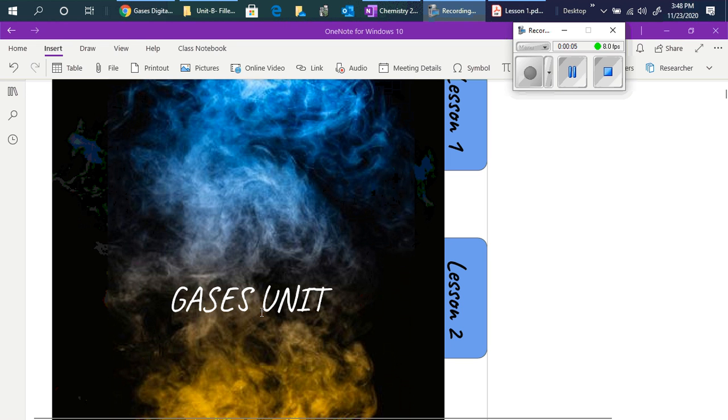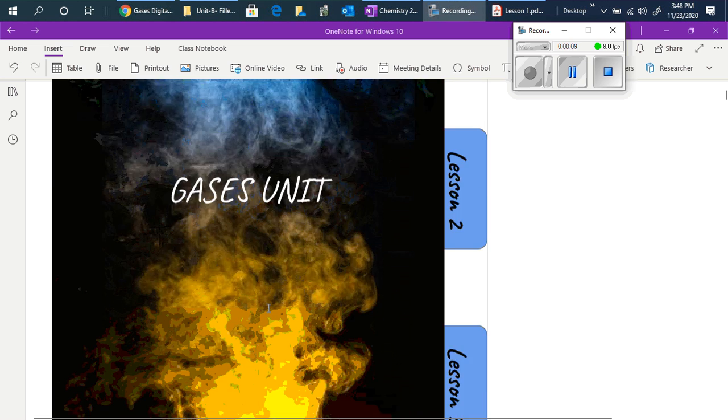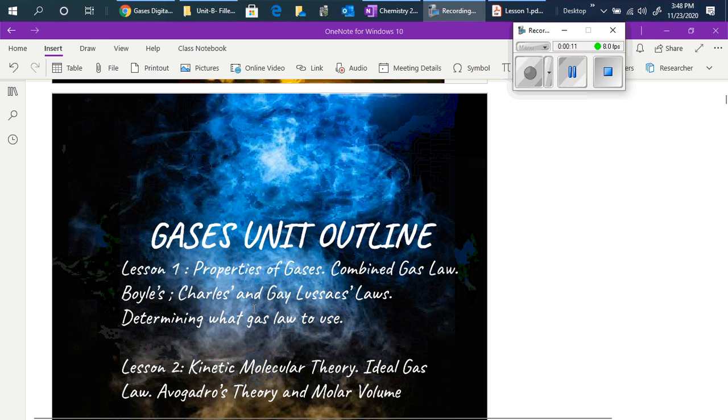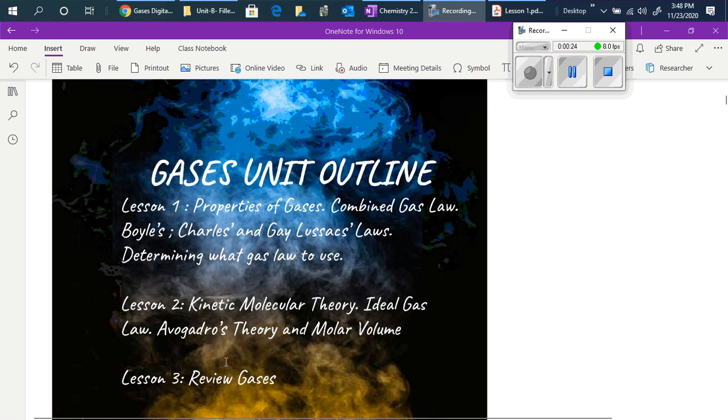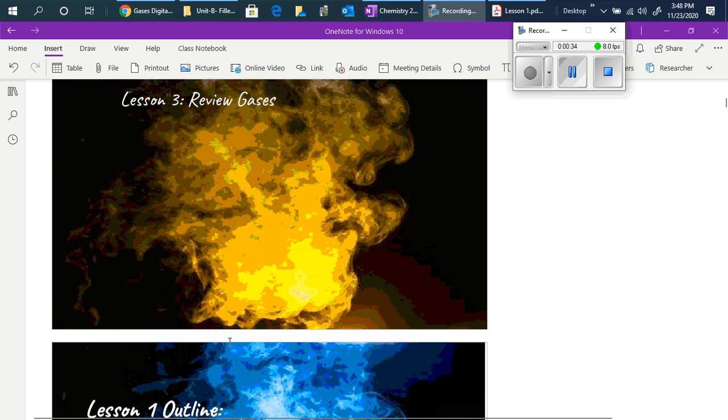Today we will start with the gases unit, and in this unit we will have 3 lessons. The first lesson will be regarding the properties of gases, combined gases, Charles', Boyle's and Gay-Lussac laws, and the second one will be in relation to kinetic molecular theory, ideal gases, Avogadro's law, and molar volume. And the last one will be a review of gases.